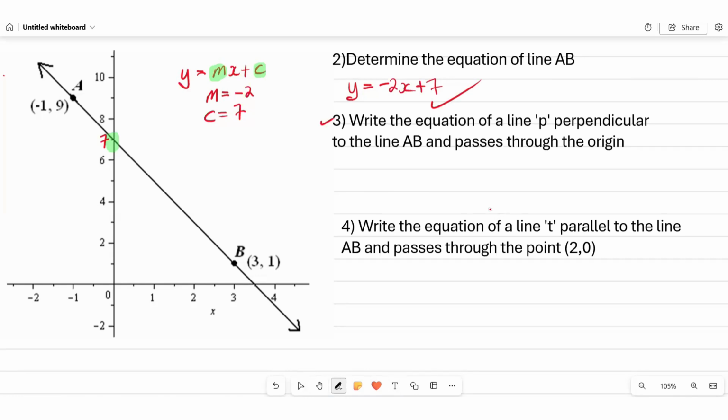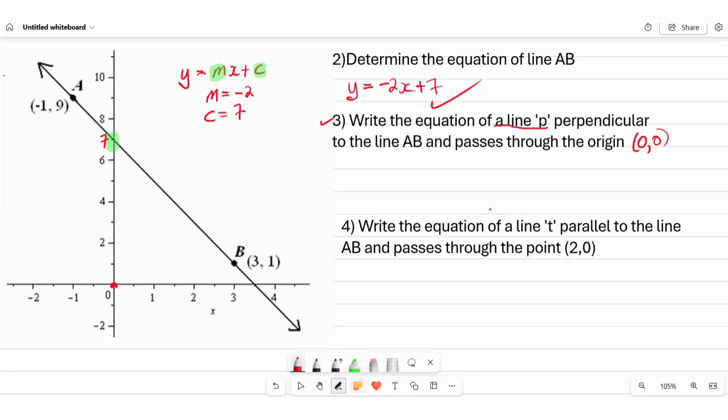For this third question, what we are up for is we want to write the equation of a line P. There is this line P that is perpendicular to the line AB and passes through the origin. And when we speak of the origin, the coordinate for the origin is (0, 0). That's where the x and y axes meet. So it's going to pass through right here.